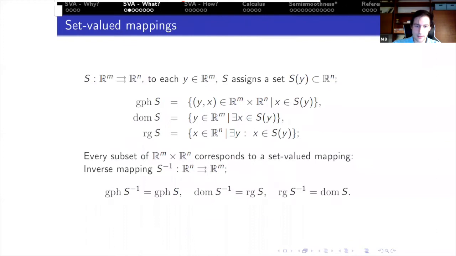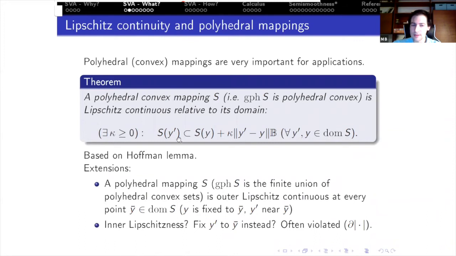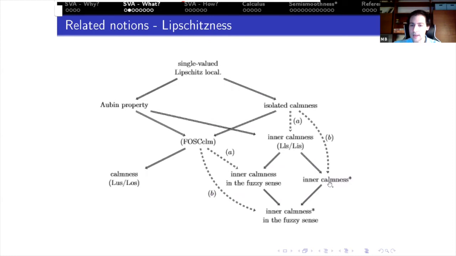So we saw that inner Lipschitzness would somehow never work. Even the subdifferential example shows this, but precisely this inner calmness star actually works here, and polyhedral mappings enjoy this property. So that's one reason why it's somehow a little bit relevant, I would say. The other thing is that it plays a similar role for calculus as calmness, but much, much less important, of course, but similar in nature.